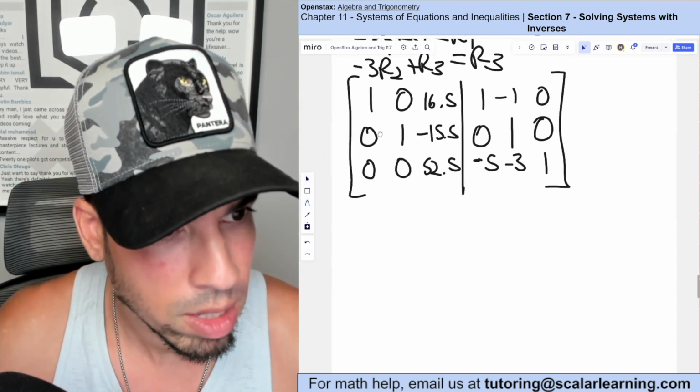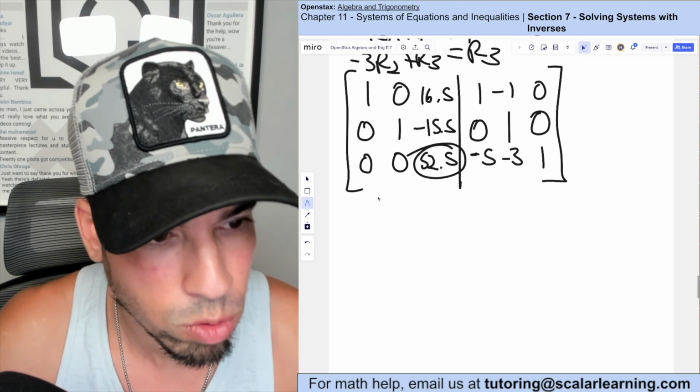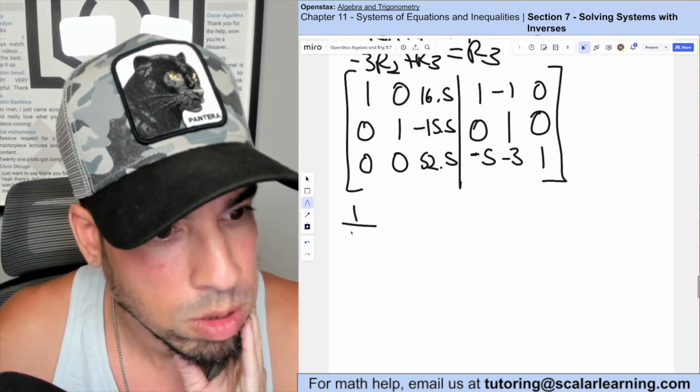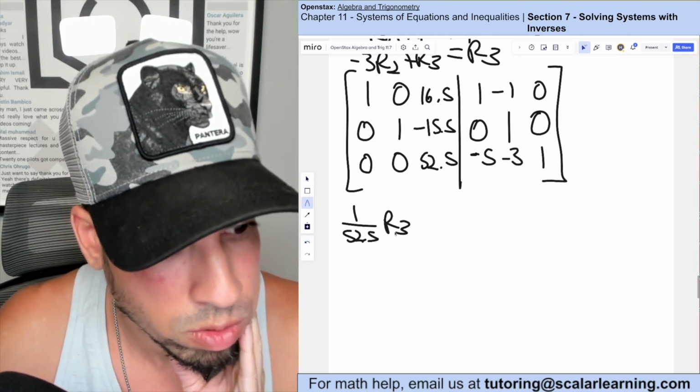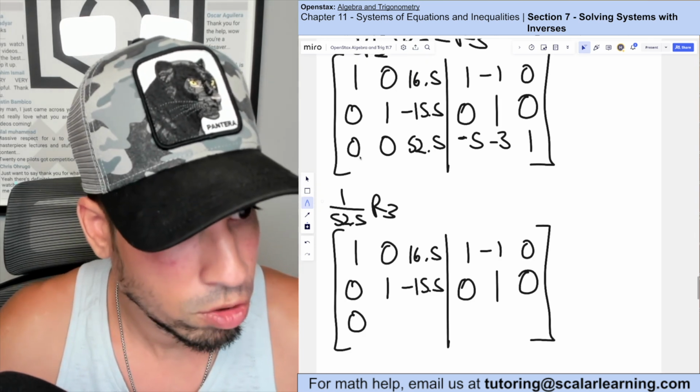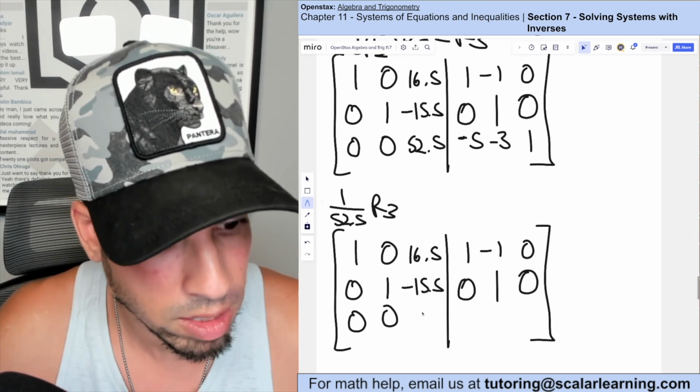Okay. Now we're on that final column. And first things first, we got to flip that to a 1. And I'll multiply it by its reciprocal. Okay. So we got that times 0 is 0. That times 0 is 0. That times that is 1.